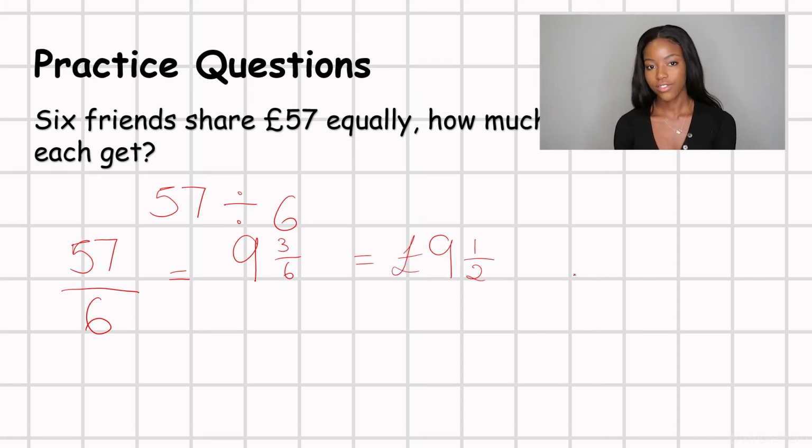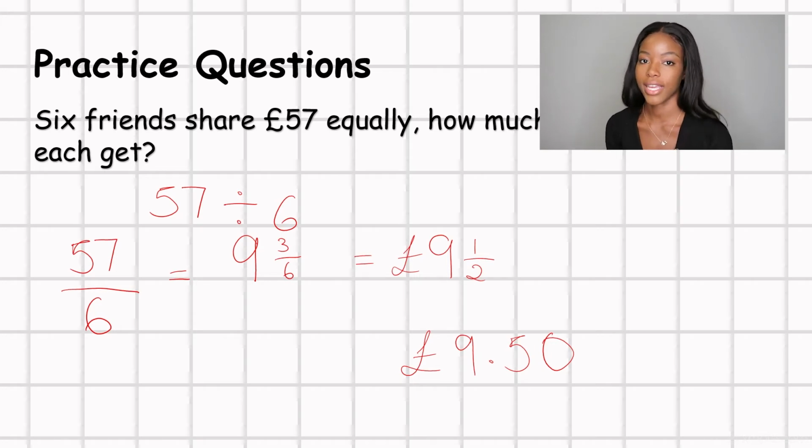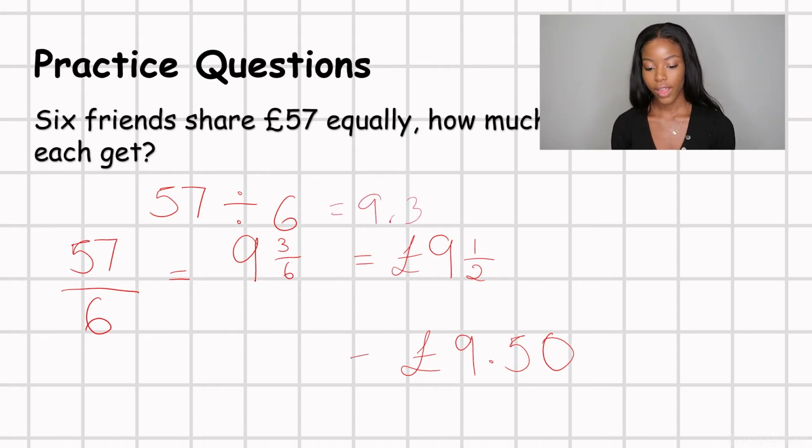But obviously we need to write that as proper money. So that would be £9, and half of a full pound is 50p, so it's £9.50. By getting the mixed number fraction, we're able to know what the remainder is. So our answer would be each friend gets £9.50 each.